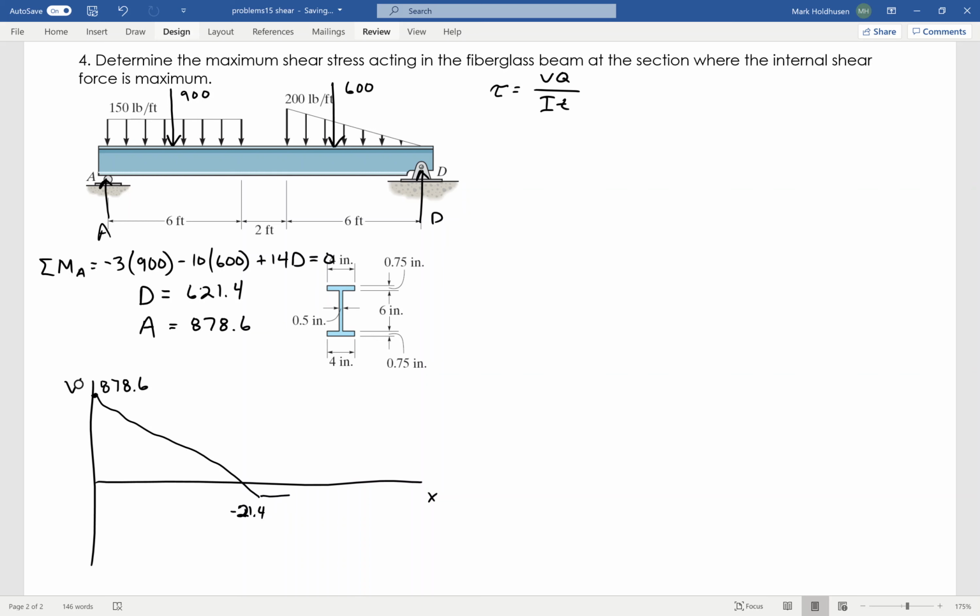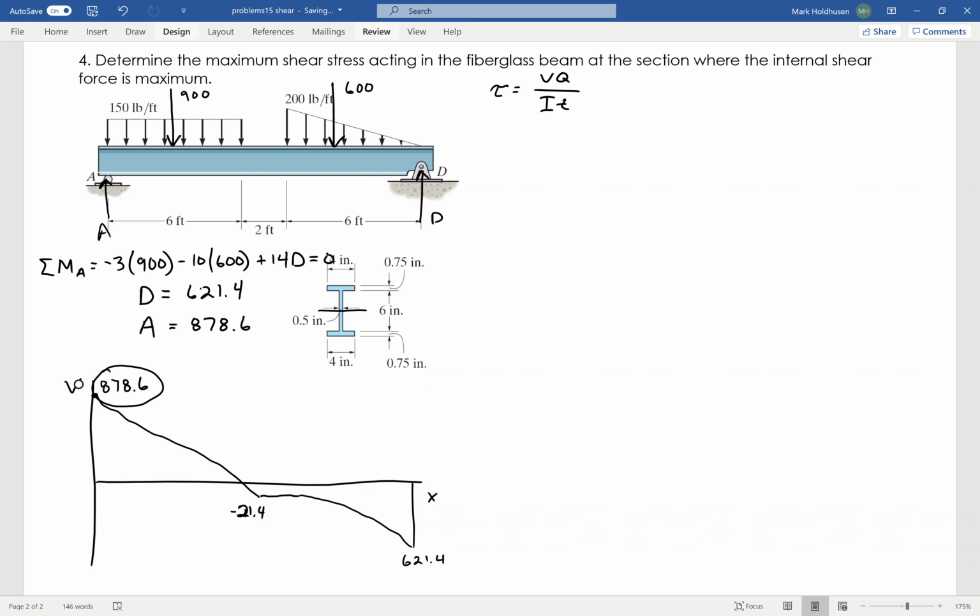feet. Then it follows a straight line until it reaches the triangular load, which will then create a parabola, which will continue to go downward on this guy. And it'll ultimately go down 600, and it'll follow some path kind of like this, where it goes down to 621.4, at which point it'll jump back up because of D being 621.4. So V max is right here. Okay. Now, we know that the maximum shear stress occurs right at the neutral axis.